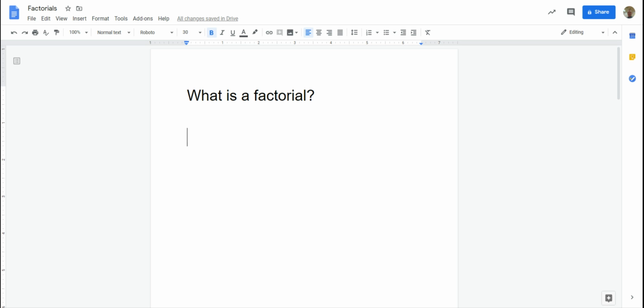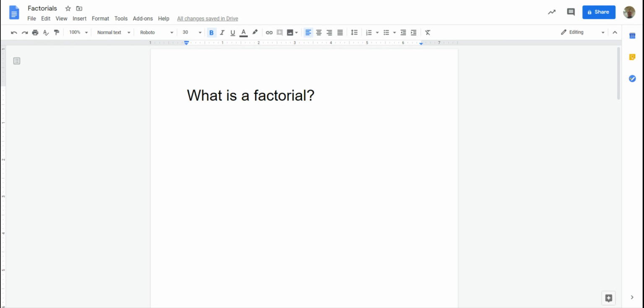So for this tutorial, we're going to basically discuss what this idea is of a factorial. Factorial is a very basic concept, but it can get complex. So we needed a way to simplify the whole concept. So you have to ask yourself, what is a factorial?